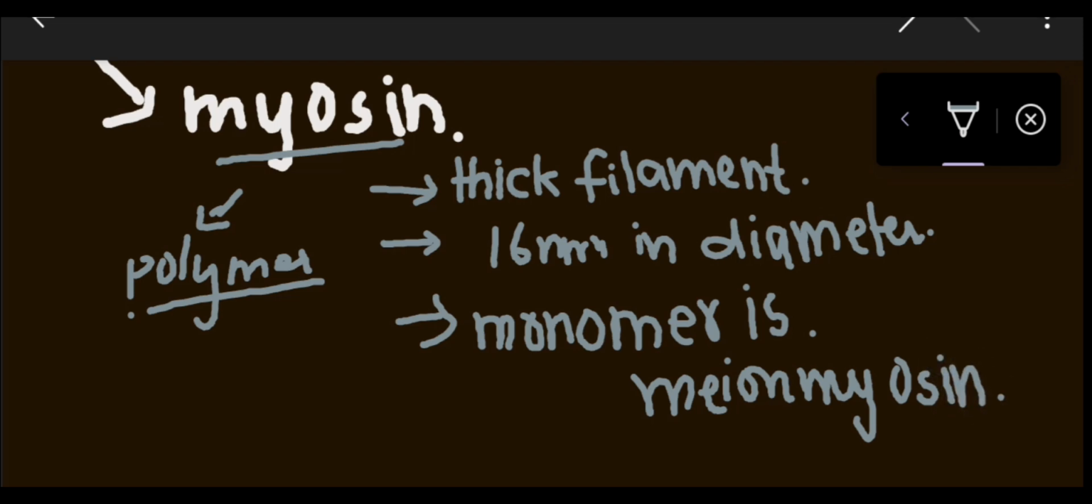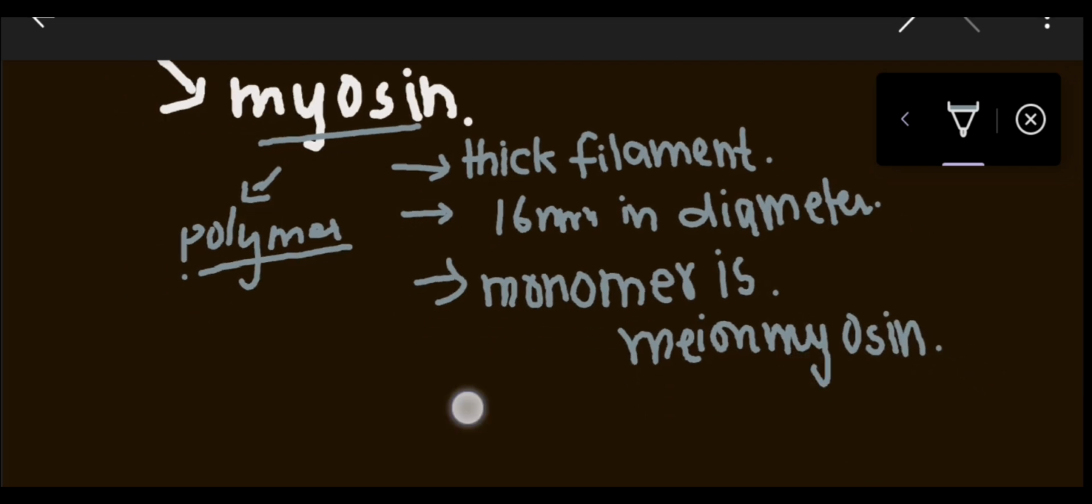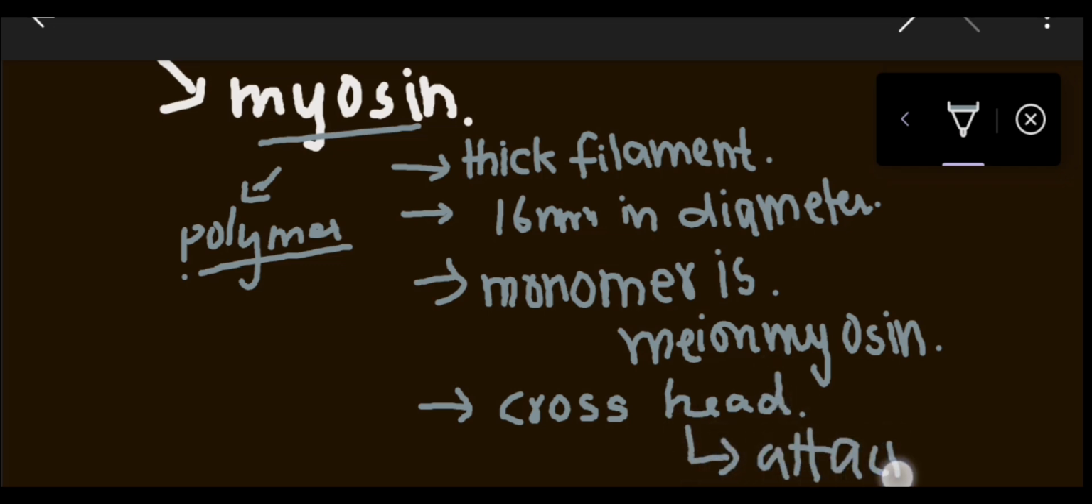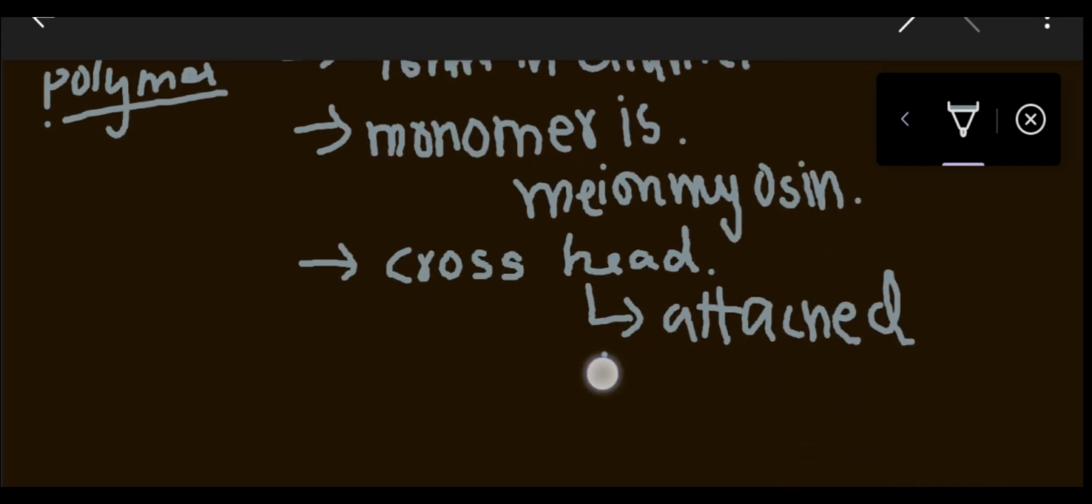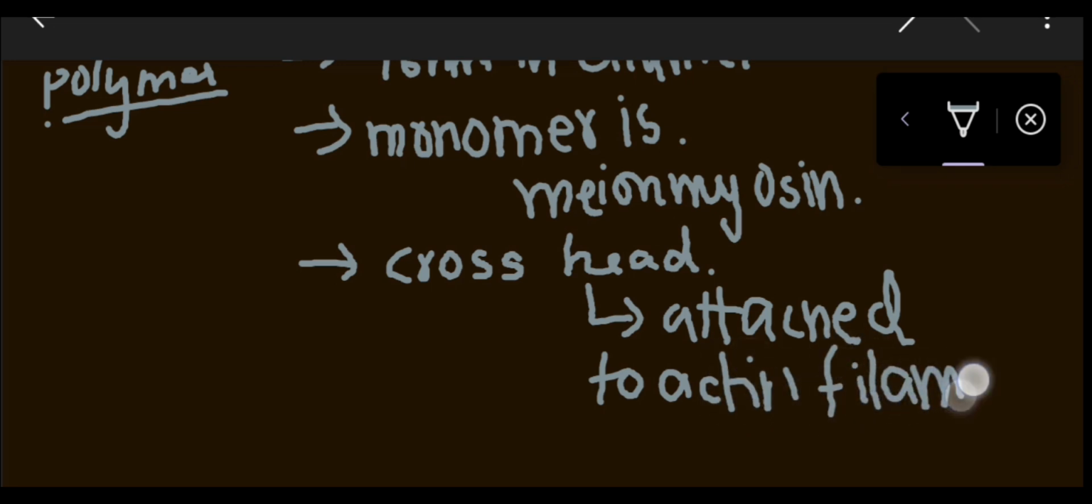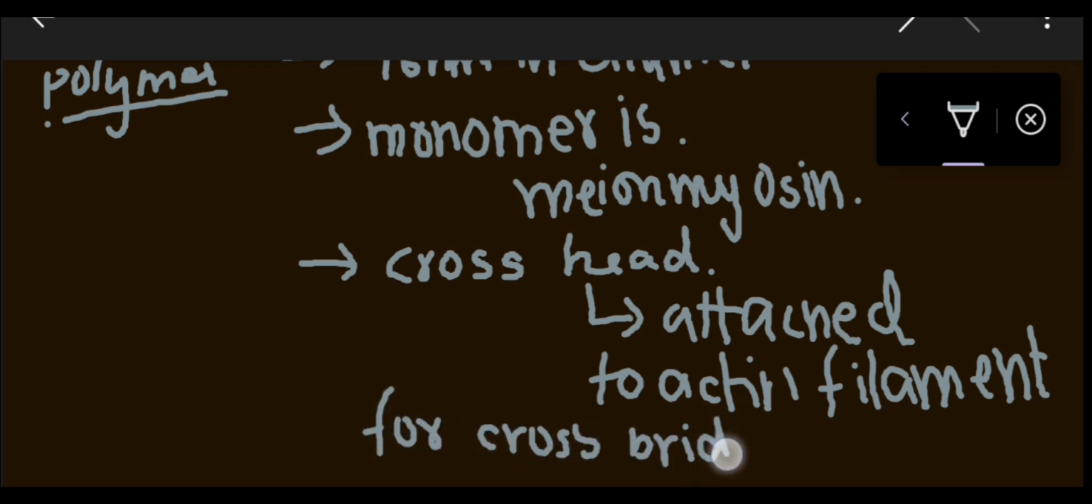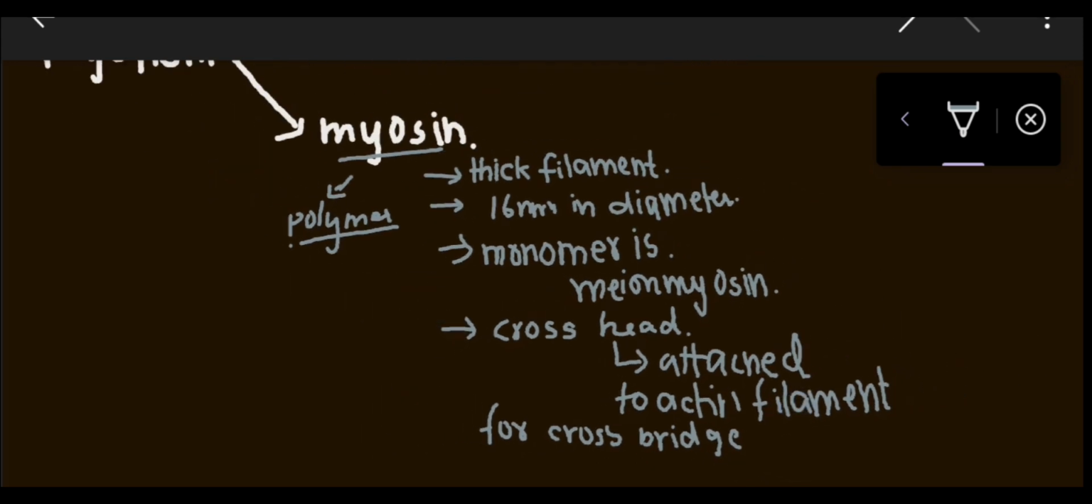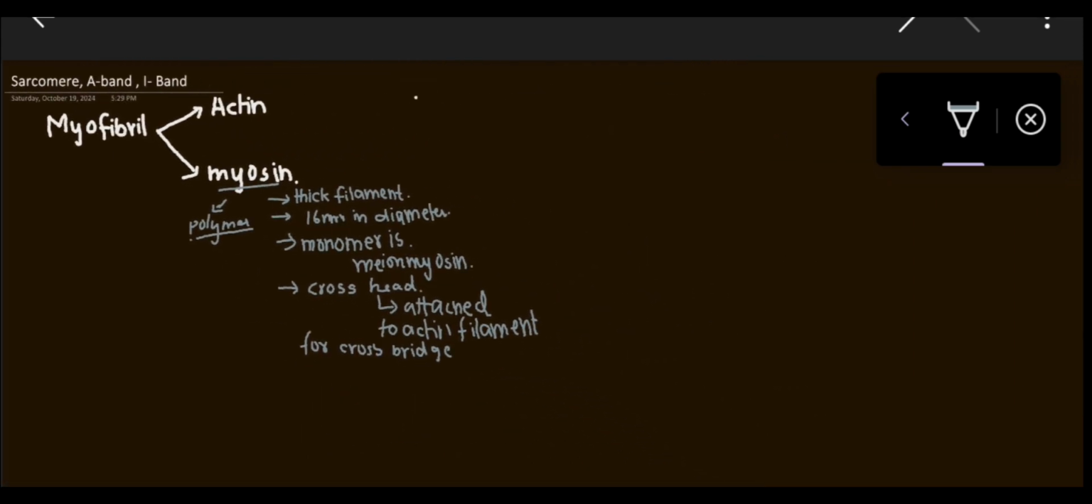After that, in this myosin we have a cross head. मायोसिन के अंदर हमारे पास एक क्रॉस हेड होता है which is attached to the actin filament. Why is this attached to the actin filament? For making the cross bridge. Okay, so these are some of the properties of myosin.